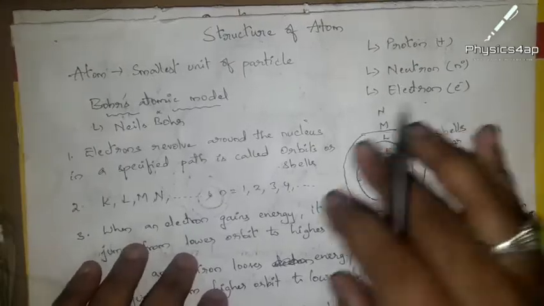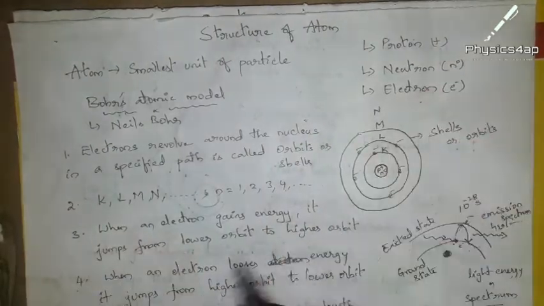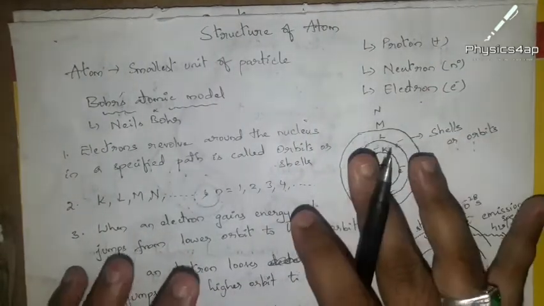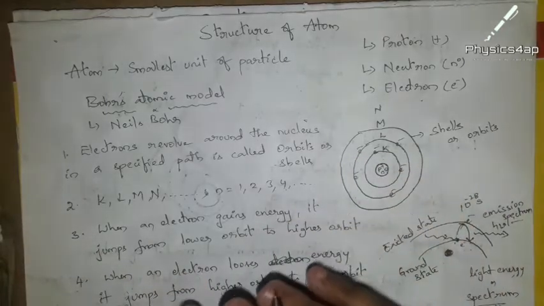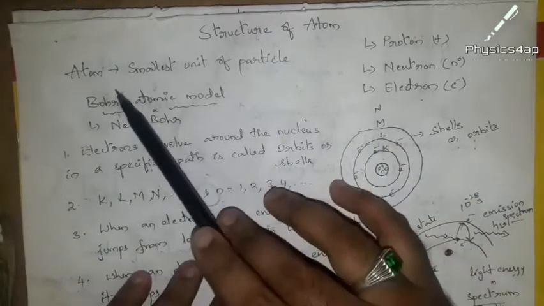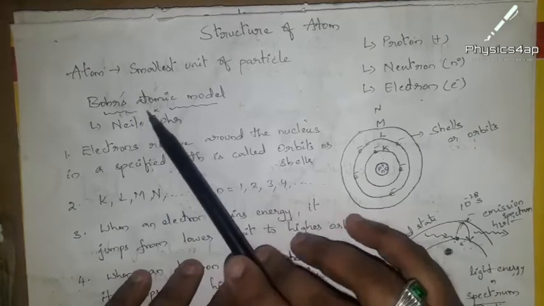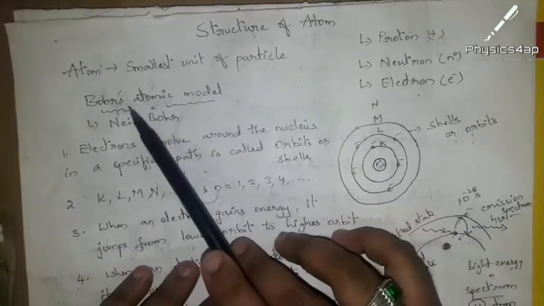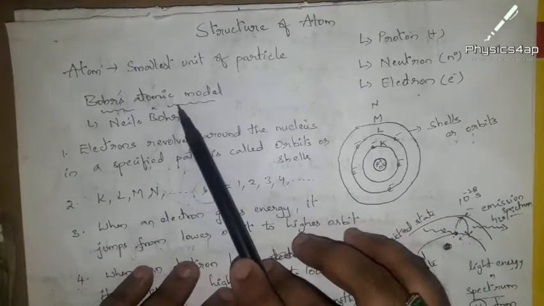So in the previous videos we discussed some of the structure of atoms. Today we are going to have a quick summary of what we have discussed in the structure of atom. We discussed the definition of the atom, and upon that we discussed the atomic models, that is the first, Bohr's atomic model.